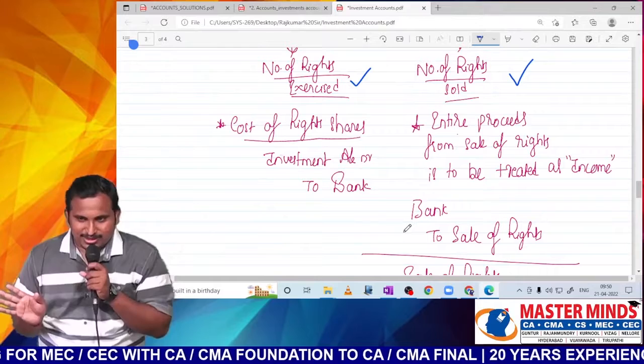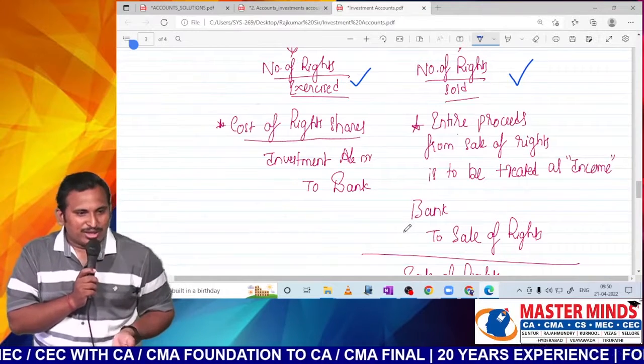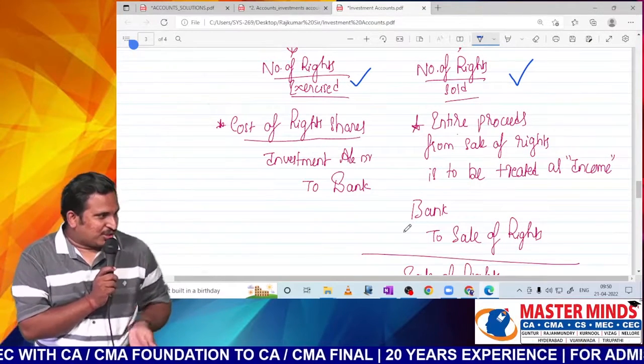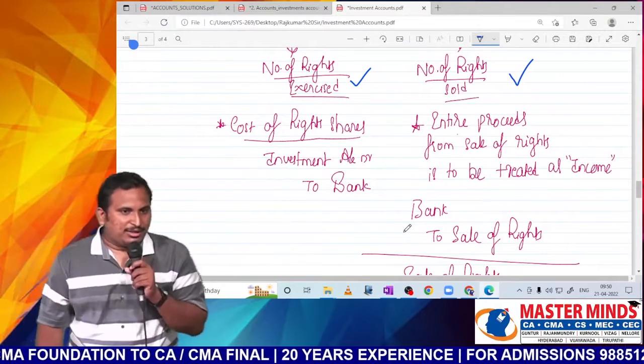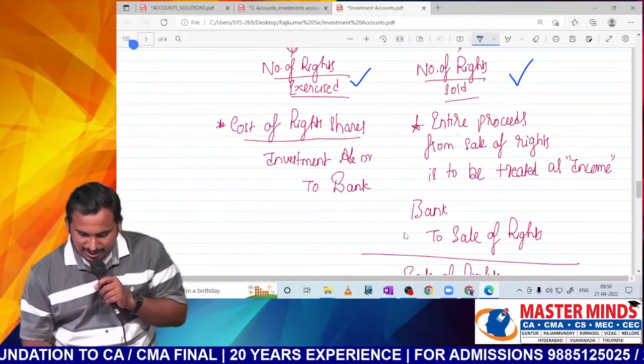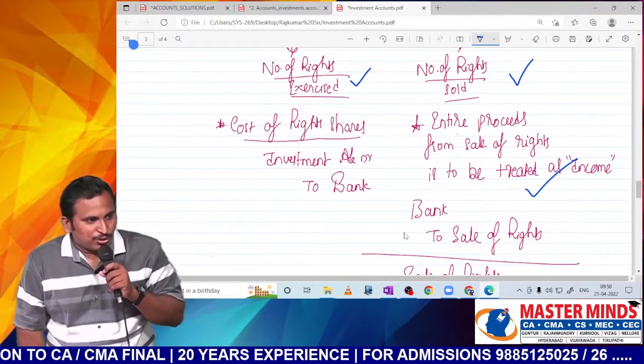Usually they don't say that, sir. In such a case, the cost of right for you is 0. Then the entire sale value is income, so you will transfer it to P&L. Sir, is that clear? So thereby the entire sale value has to be transferred to P&L.